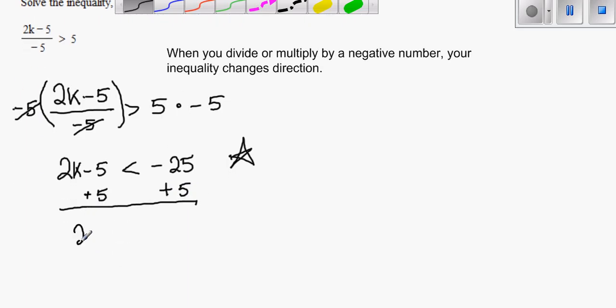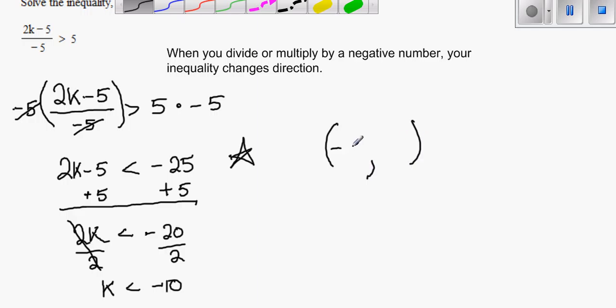And at this point, we're left with 2k is less than negative 20. Inverse operation of multiply is to divide. Our 2's cancel, and we're left with k is less than negative 10. Which means that our solution set in this case will go from negative infinity to negative 10.